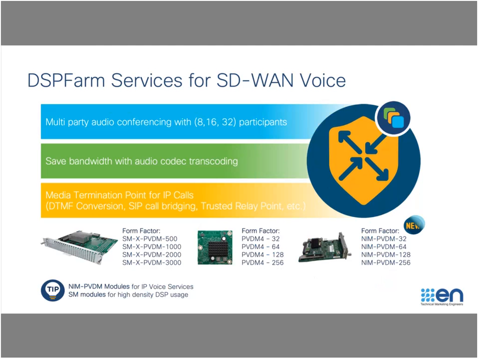However, we have a new module that was introduced in 20.3 called the NIM PVDM, which you can see on the far right-hand side of your screen here. The NIM PVDM 32, 64, 128, and 256. This is specifically to address the use case I just described. If there are customers utilizing the DSP and PVDM resources off of their E1 modules that are no longer going to be able to do that with SD-WAN, this module exists to satisfy that use case.